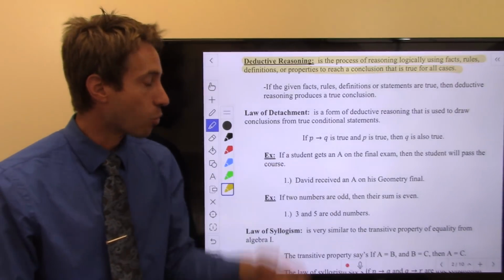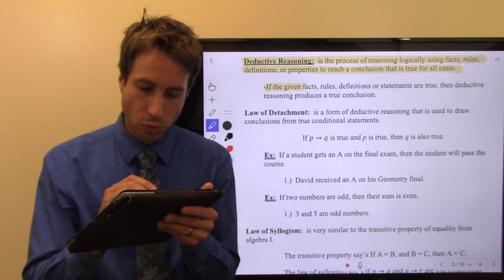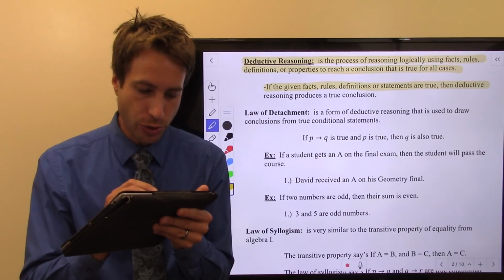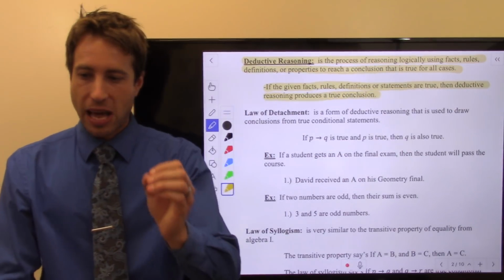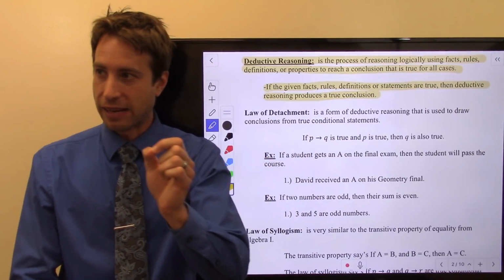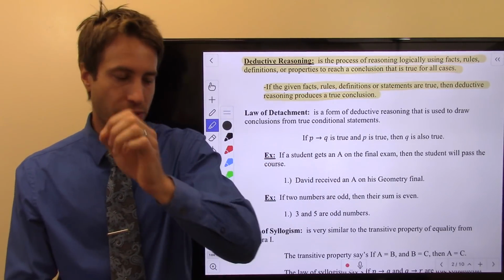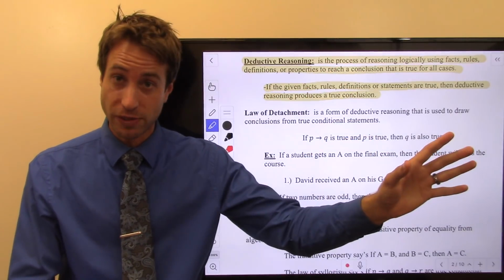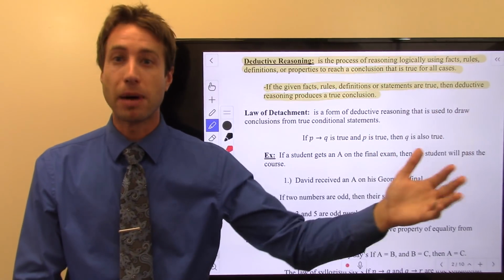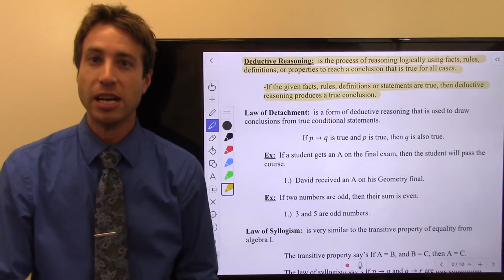And here's the reason why. If the facts, rules, definitions, or statements are true, then deductive reasoning produces a true conclusion. If all of the facts that you're using, all of the conjectures, all the theorems, all of the definitions that you're using are true, and you use those to prove something, then what you're proving must be true. Okay, must be true.